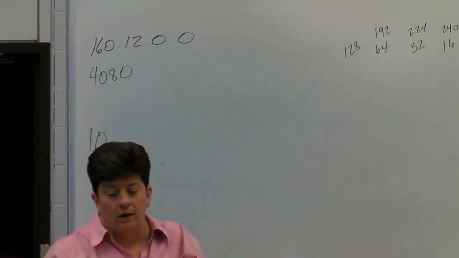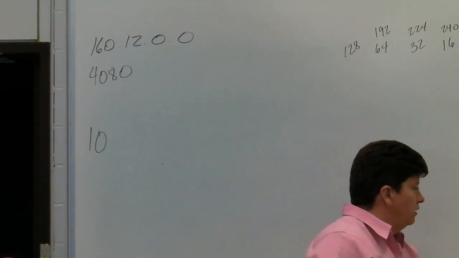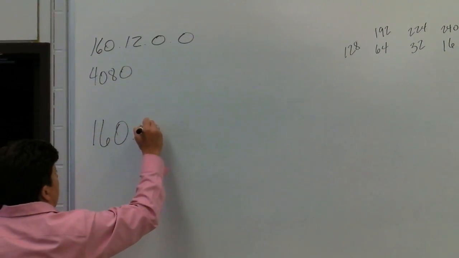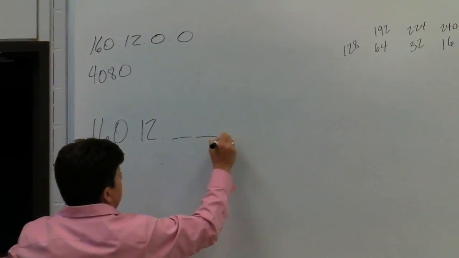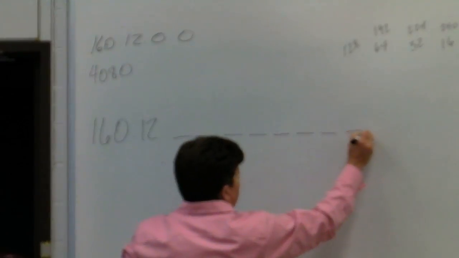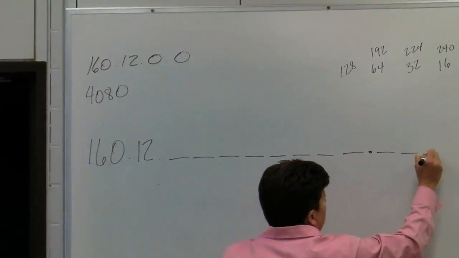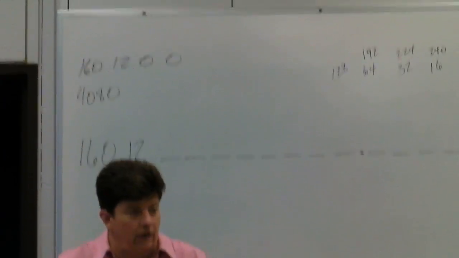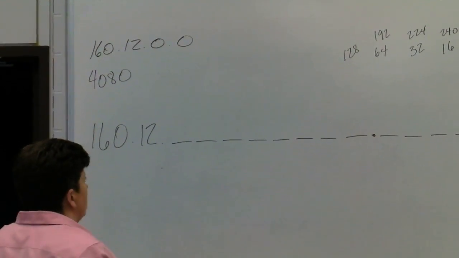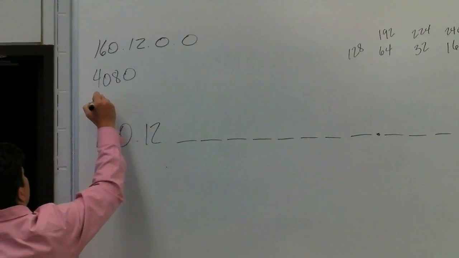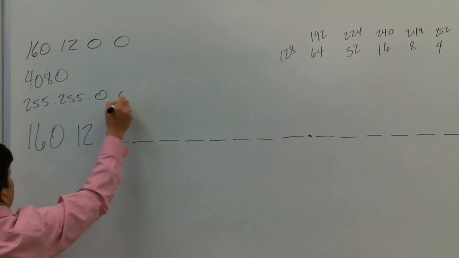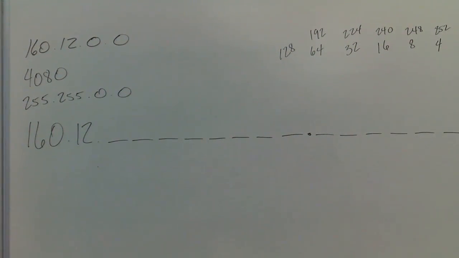We're not going to be changing the first couple of octets here, so we'll put those down. Those are the octets that we're going to change, most likely. Okay. We start out with the Class B default subnet mask, right? We've been asked for 4,080.